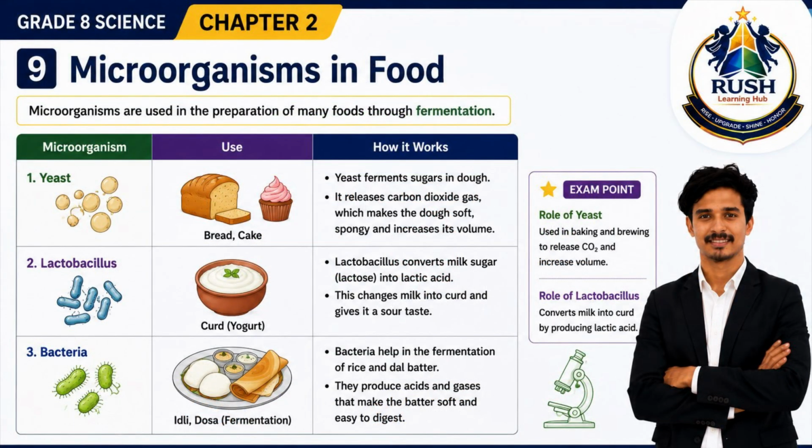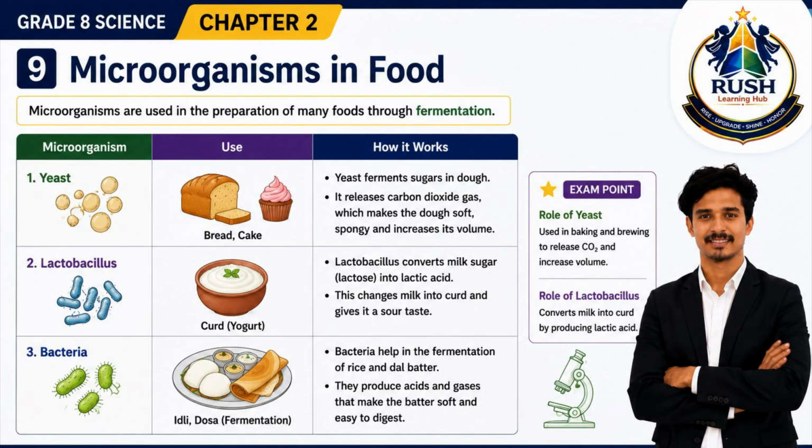Microorganisms in food. Microorganisms are widely used in food preparation through a process called fermentation. Yeast is commonly used in baking bread and cakes. During fermentation, yeast releases carbon dioxide gas. This gas makes the dough soft, fluffy, and spongy.